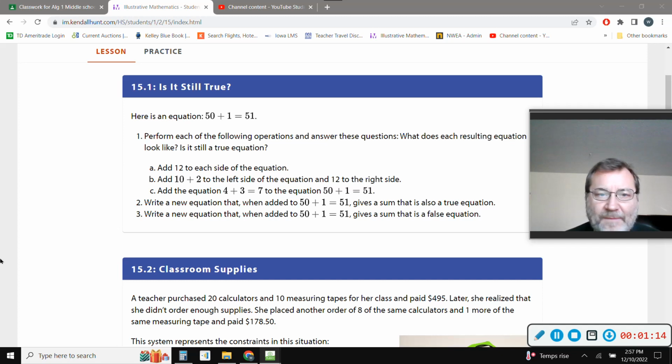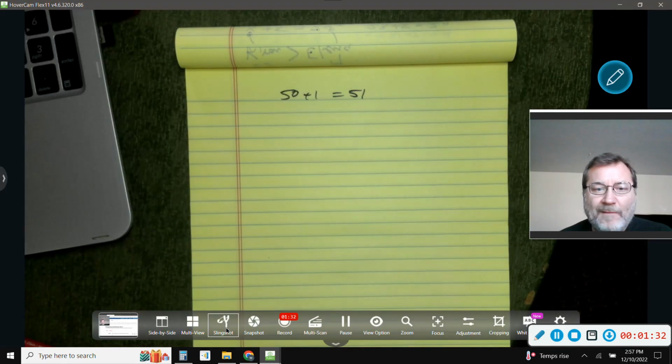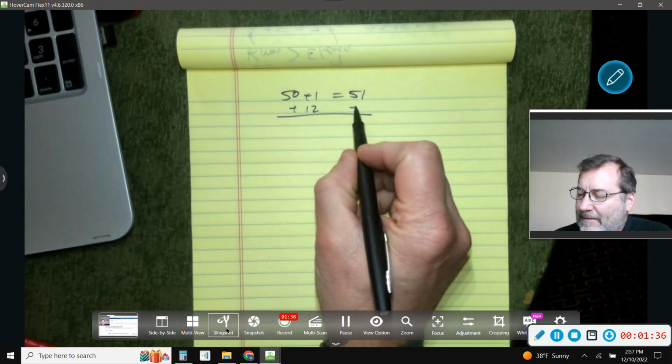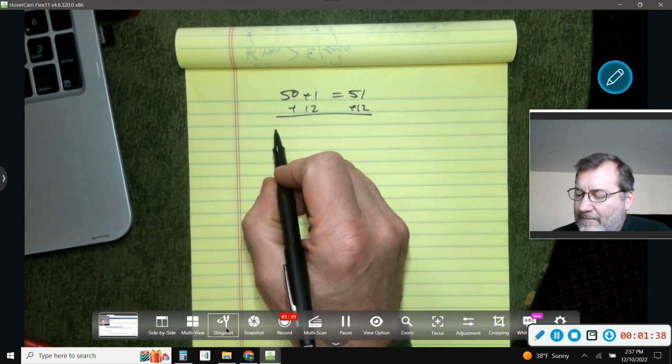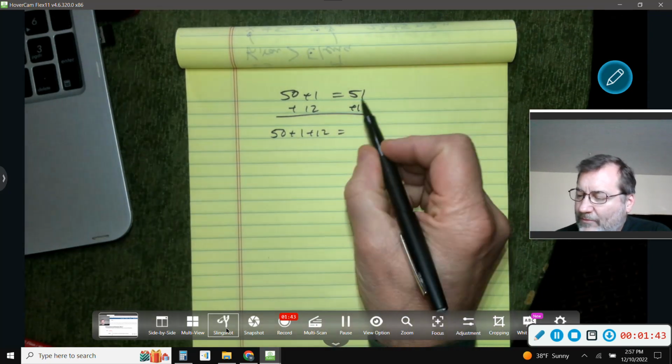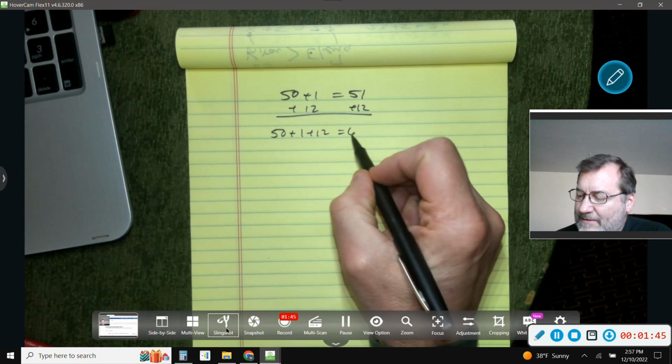All right, so let's just start with that one. We can start by writing down some information here. So let's see, 50 plus 1 equals 51. That is pretty much always true. All right. We're going to start by adding 12 to each side. So if I add 12 to both sides, 50 plus 1 plus 12 equals, well, 51 plus 12, that would be 63.